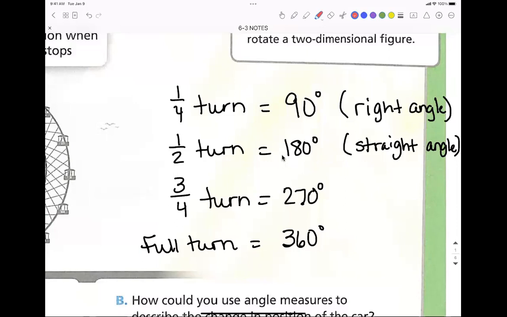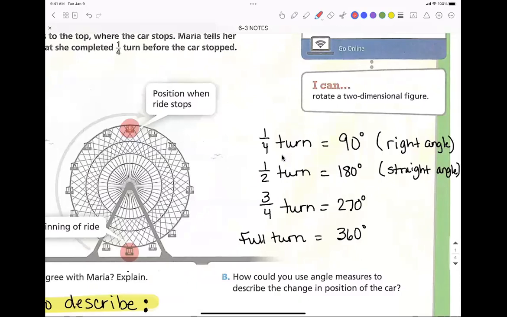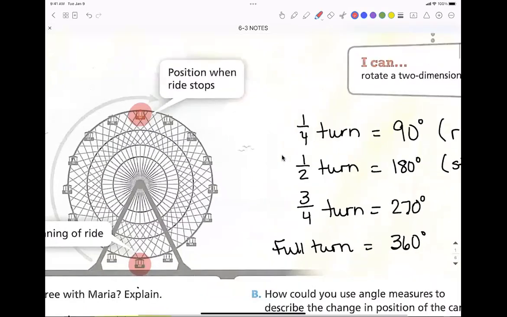All right, so 1/4 of a turn is considered a 90-degree rotation. A 1/2 turn, which is what she did on the Ferris wheel, is considered a 180-degree rotation, and it creates a straight angle. And here's why. Notice it goes through the center, or the rotating point, of a Ferris wheel. Think of the pin that they have to put in place right in the center of that Ferris wheel to make that Ferris wheel spin the way it does.